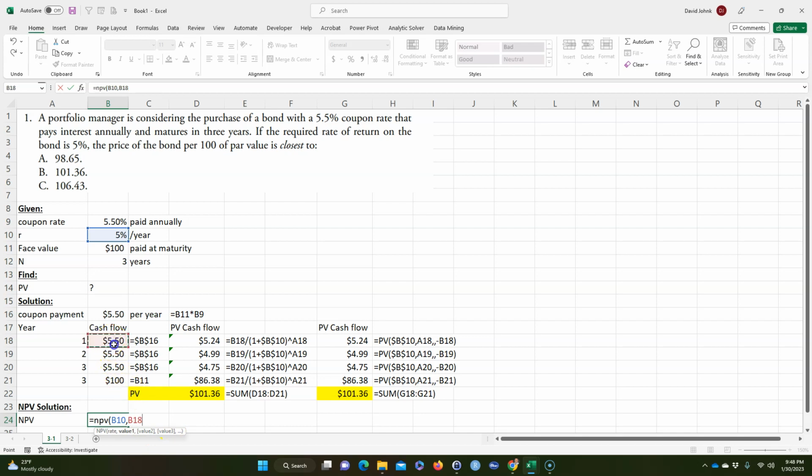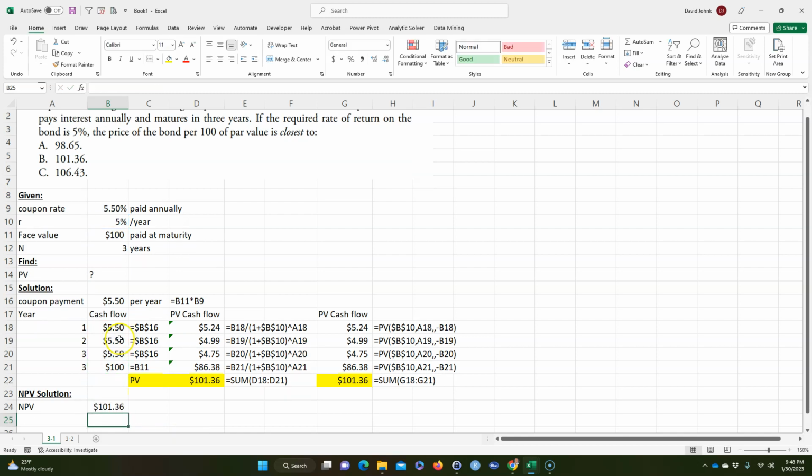So my cash flows in year 1 and 2 are this. My cash flows in year 3 is going to be this plus this. I'm going to get $105.50 in year 3. And it gives you the same answer, right? So anyway, I'm just showing you there's a lot of ways to do these.